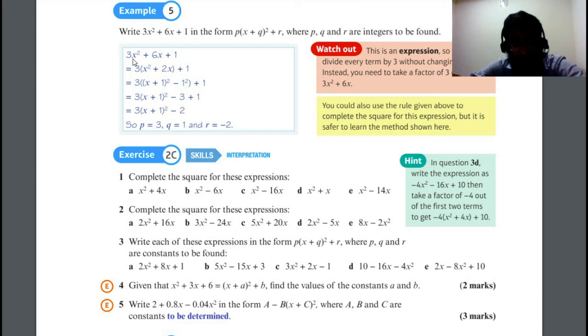See here, example 5. The question is 3x squared plus 6x plus 1. We cannot directly apply the completing square method on this one. We need to have x squared in isolated form. So we take 3 common: 3 times x squared plus 2x, and then on this x squared plus 2x, I apply the completing square method.